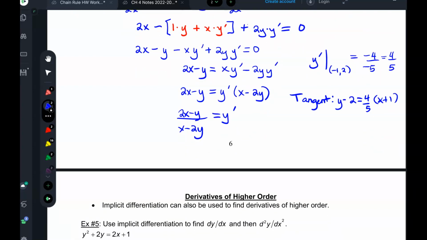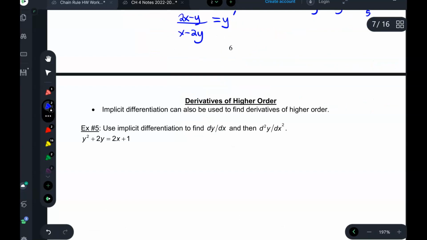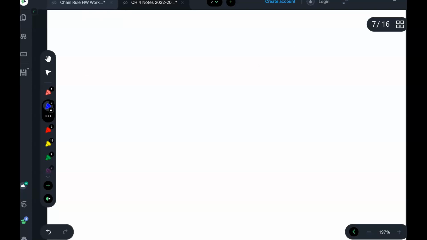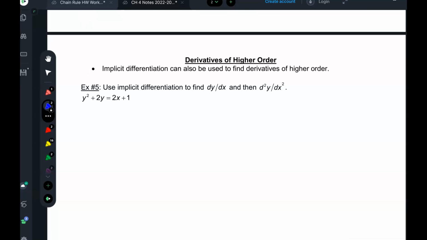Okay. Are we ready? Oh, now there's a second derivative. What fun. Okay. Of course there is. It only gets better. Oh man, and there's a lot of space on this page. Interesting.